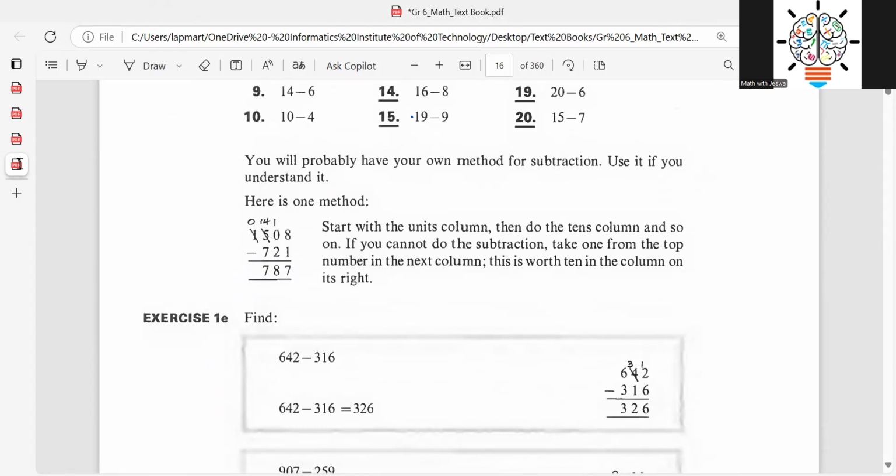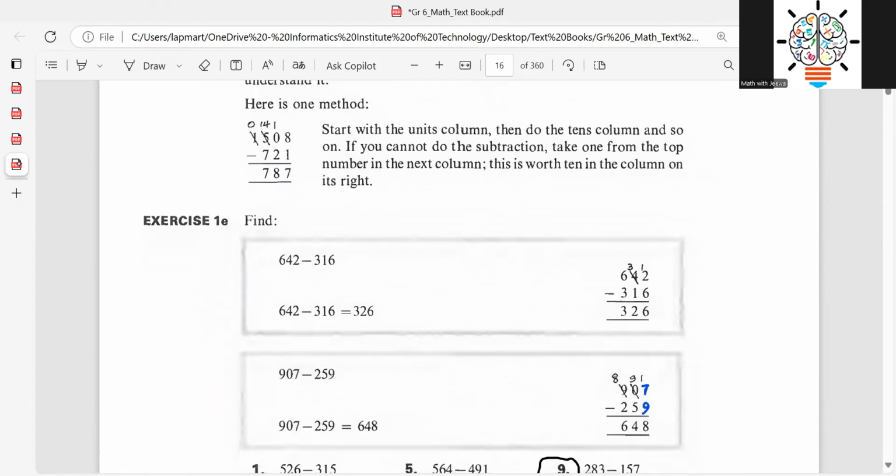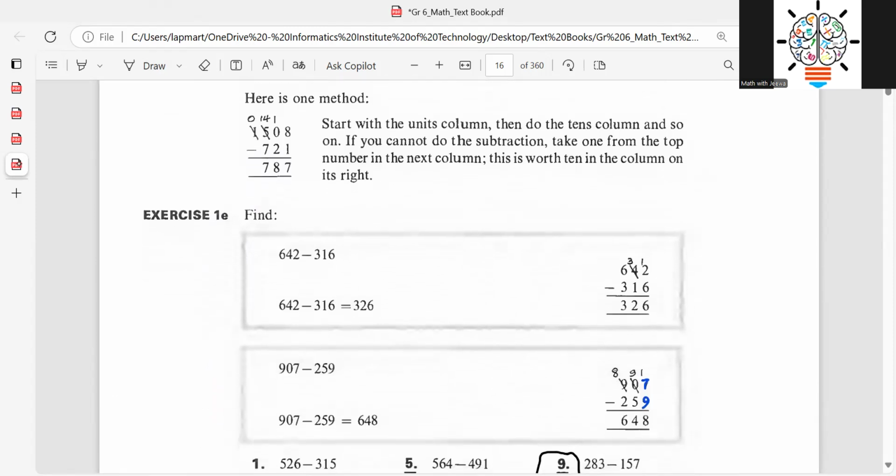But when you are doing this by column, if you come across a situation where you can't subtract the lower number from the upper number, then the upper number has to borrow 1 from the next door. This is what we discussed, right? So you want to borrow a number from the next door, right? Then I gave you 3 examples.